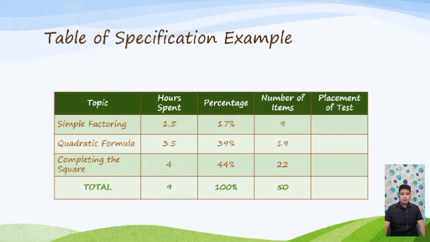So now, the example, or these four columns, the topic, hours spent, percentage, and the number of items, this is an example of the one-way TOS. Okay? So now, let's add on.